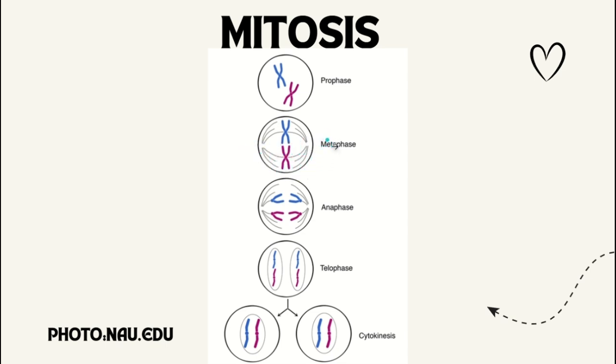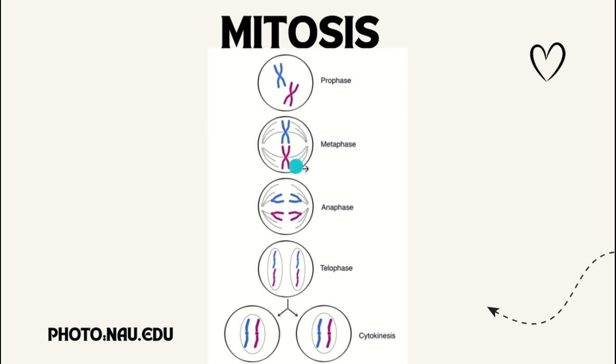Circle ball. And what's happening in this metaphase is that the chromosomes become lined up at the equator. So this right here is the middle, the equator. It lines up right here, and from these centrosomes or centrioles, we're going to have these spindle fibers extending.